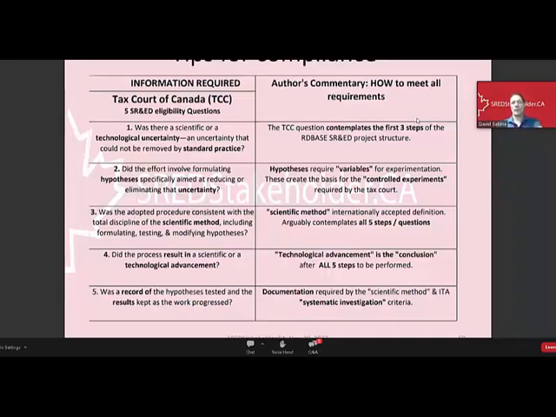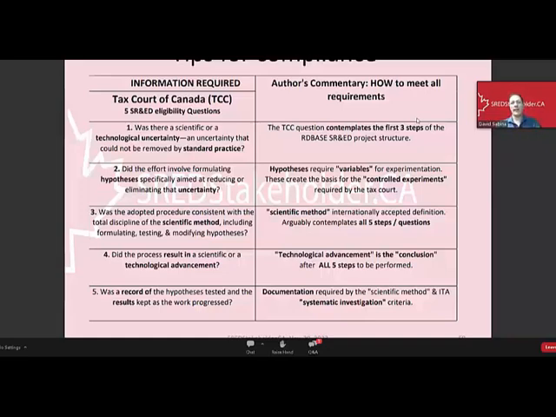The scientific method, as we said, is an internationally accepted definition which covers all of the components of a project. So if we start thinking we want to document our projects using the scientific method, it's going to very easily map, in my opinion, to the SR&ED criteria.